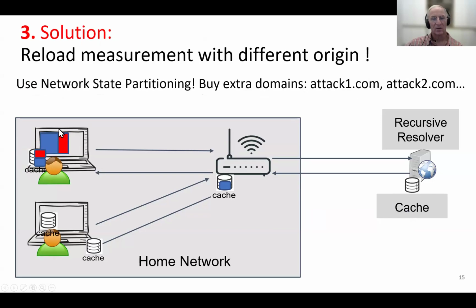What the attacker does is it has several extra domain names, extra origins: attacker1, attacker2, and so forth. And when it needs to measure whether a domain is in the forwarder cache, it asks for it from a different domain, from attacker1.com or attacker2.com and so forth. So it is not disturbed by the record being in the origin attacker.com, the blue one.